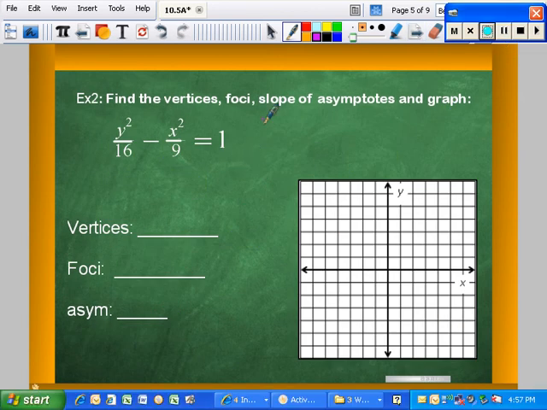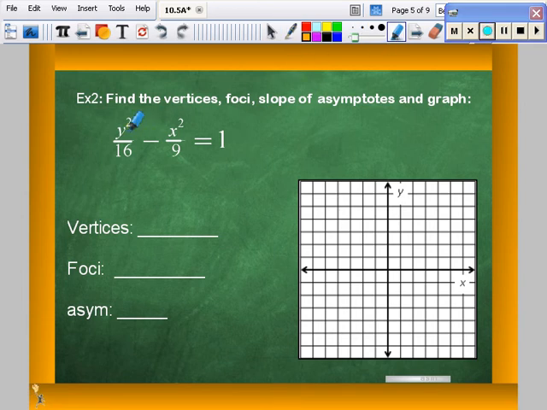Okay, in this next example, we have to do the same thing again. We're going to find all four pieces, vertices, foci, slope of asymptotes, and we're going to graph. And I want to point out to you something. I'm not sure if you've seen this yet, but this time we're leading with y. That means that our parabolas are going to go up and down.